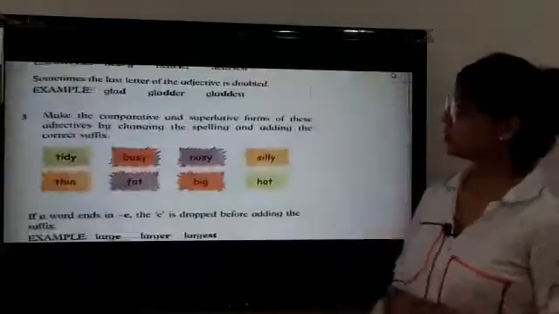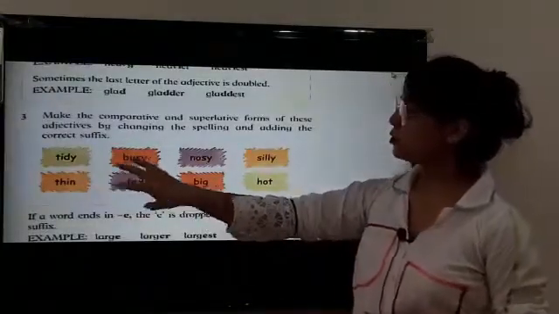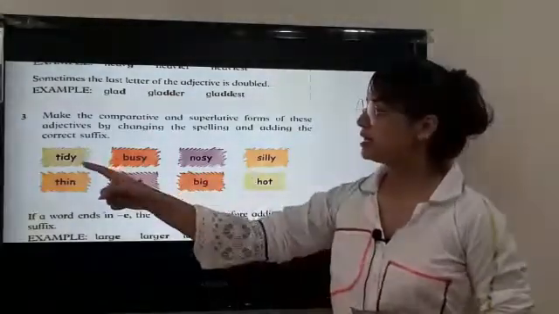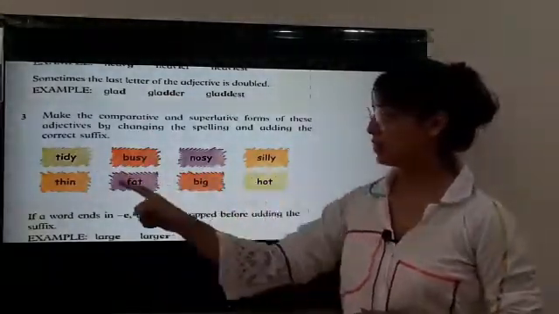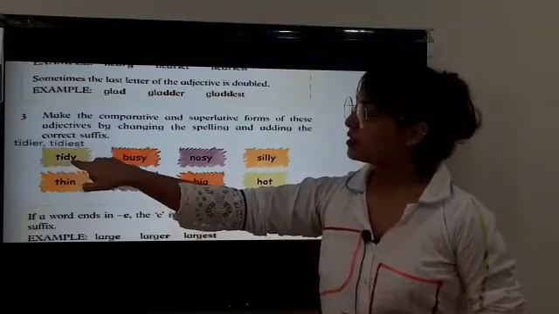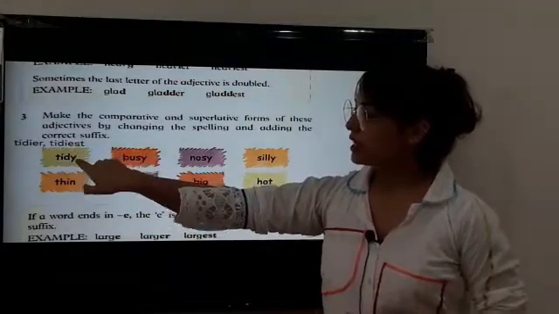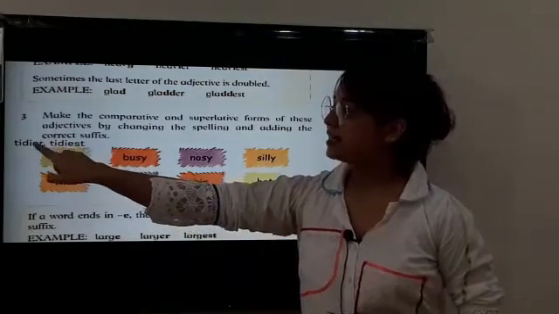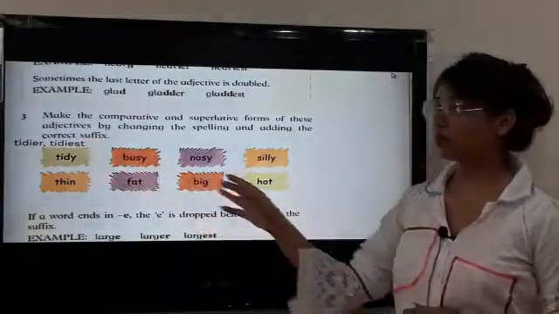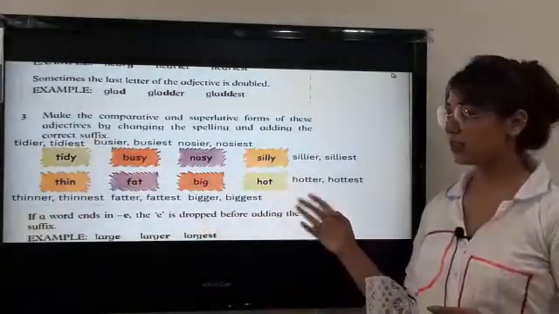Now moving towards, there are a few adjectives which are also taken from your story. Tidy, busy, noisy, silly, thin, fat, big, hat. Now first, tidy. There is Y. We will drop this Y and add IER and IEST in superlative. Likewise, we will solve this exercise.